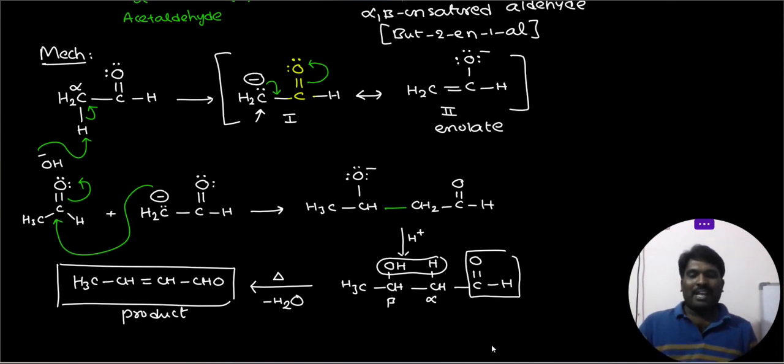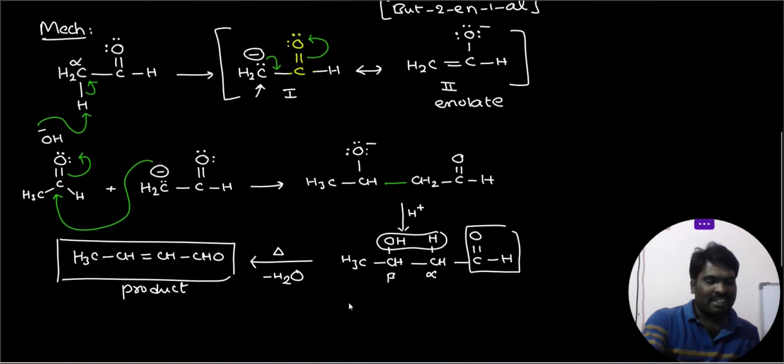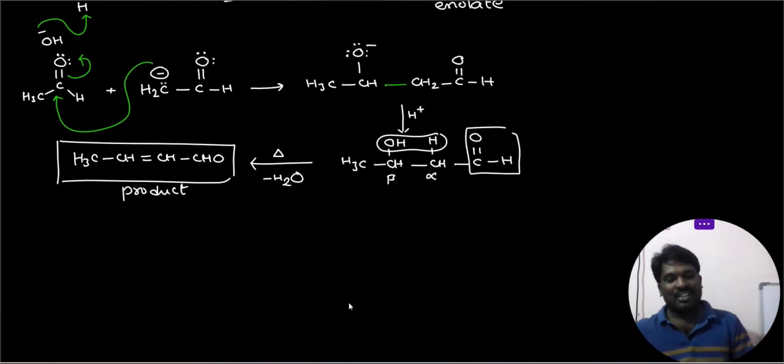Now I am explaining the trick of how to write the product within 10 seconds. Within 10 seconds, how can you write the product? Very simple. From one aldehyde, remove oxygen, and from another aldehyde, remove alpha hydrogen. If you remove those, then you can make one double bond, and that is the final product. Very simple.